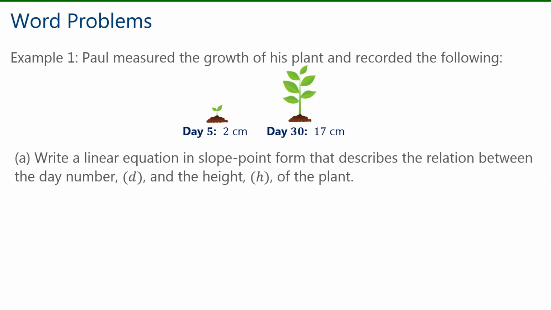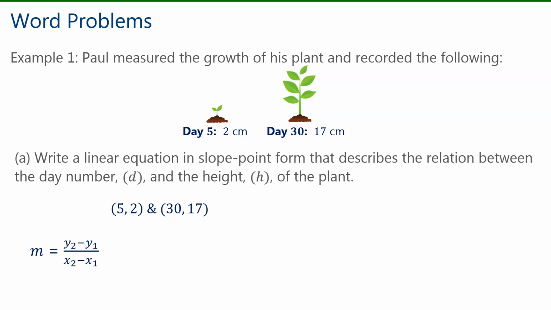So we need to use the information that we're given in the question to create some points. Of course we need a point to use in our formula, but we also need to calculate the slope. So the fact that the height of the plant is 2 centimeters after day 5, and the height is 17 after day 30, we can create these 2 points here.